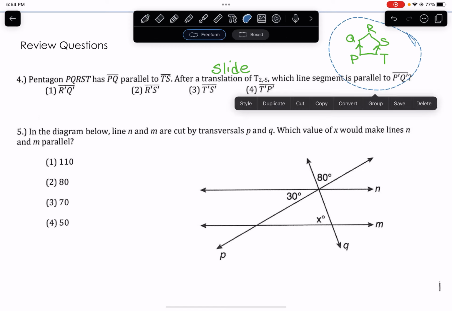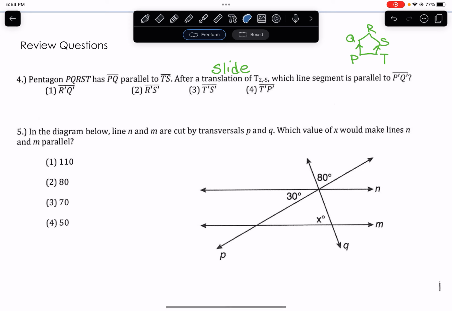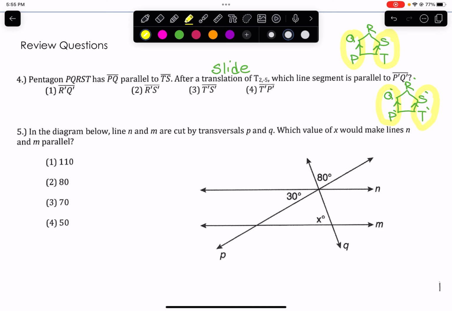A translation is when I take the same exact shape, right? And I'm sliding it over. So in this case, we're moving 2 to the right, 5 down. That's all that has changed. And I now call it P prime, Q prime, R prime, S prime, and T prime. If P and Q and S and T were originally parallel, P prime, Q prime must also be parallel to S prime, T prime, or T prime, S prime. Nothing has changed except that it has slid over. They're still parallel.